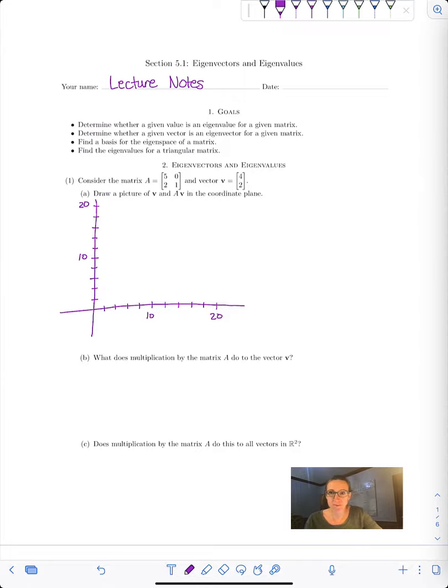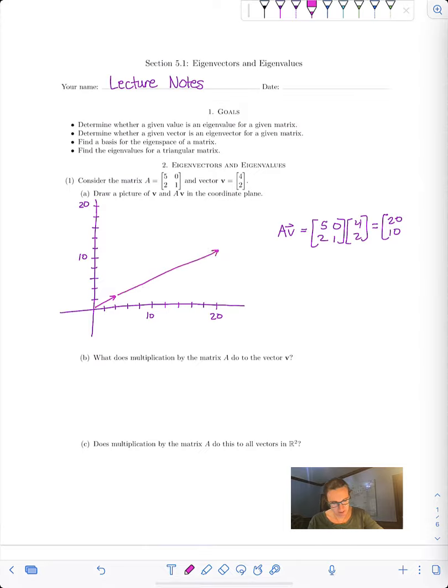So to start with, let's say we have a matrix A and a vector V, and the first question asks us to draw a picture of V and AV in the coordinate plane. So let's go ahead and compute AV, and when you do that multiplication, you get 20, 10. And so here, our vector V is 4, 2, and then our vector AV is 20, 10. And so what you should notice happens here is AV is actually exactly 5 times vector V.